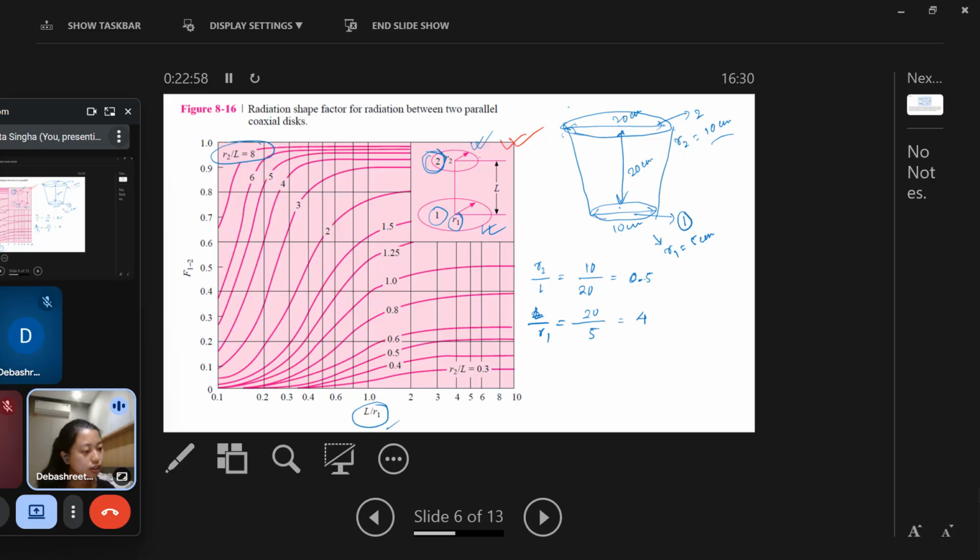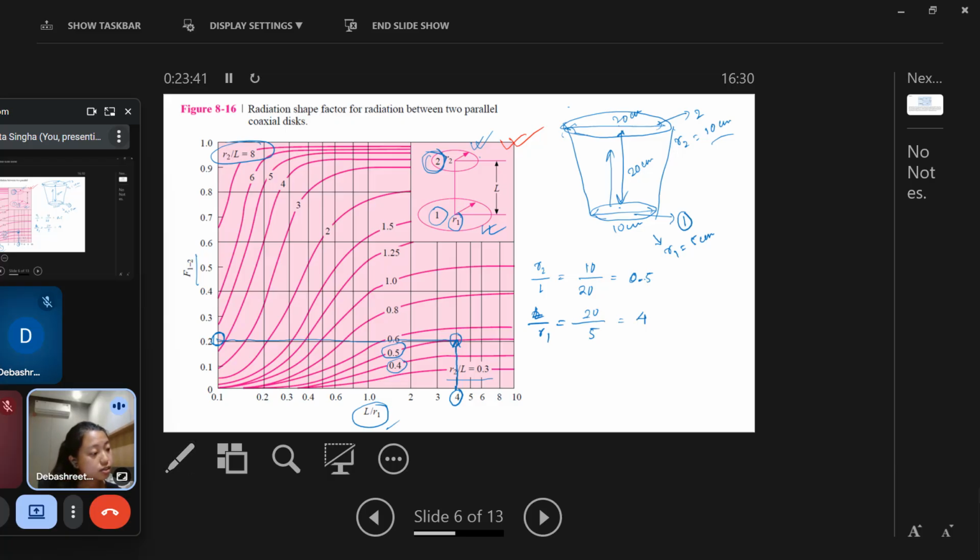Now from here, what do we get? This curve is R2 by L 0.3, this is R2 by L 0.4, and this is 0.5. This is the graph which we need for R2 by L, and L by R1 is 4. That means this one here. So we just have to draw a perpendicular to this and from this point again a perpendicular. So it will be around 0.2. So this is F12, that means 1 to 2.